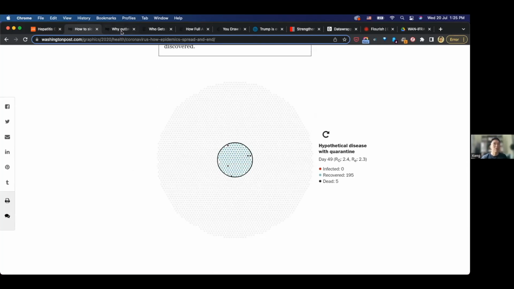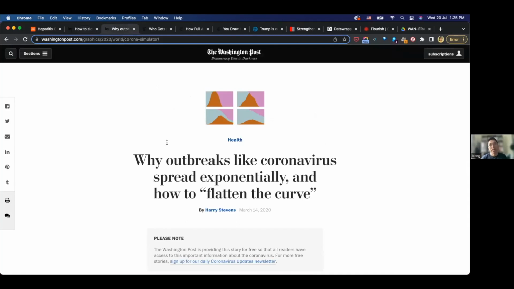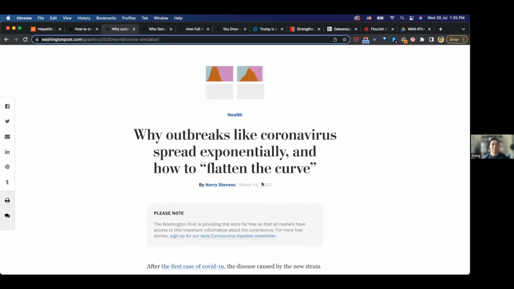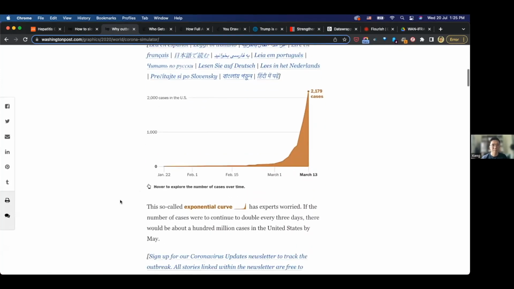Another story is this, also by the Washington Post. It is trying to explain what it means to flatten the curve. Remember that during the very first phase of the pandemic, a lot of governments and medical experts kept talking about, oh, we need to flatten the curve. What does that mean, right? For a lot of people it was very confusing. This was done in March 14, 2020, I think the first month of the pandemic.